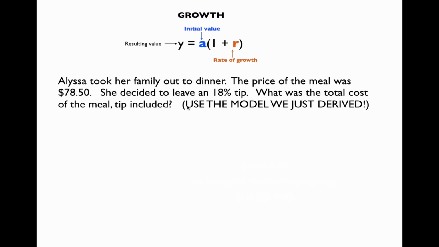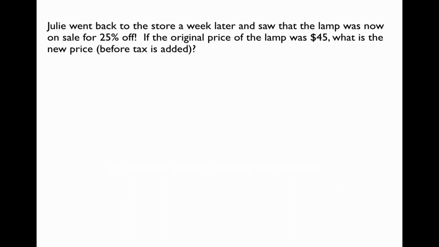All right, let's use the model we just derived. So our initial value is $78.50, and she decided to leave an 18% tip, so she's going to increase that value by 18%. Our initial value goes into A, and 18%, we substitute that in for R, the rate of growth. So that would look like $78.50 times 1 plus 18%, or 0.18. Simplifying that, what we get is $78.50 times 1.18, and that gives us $92.63.